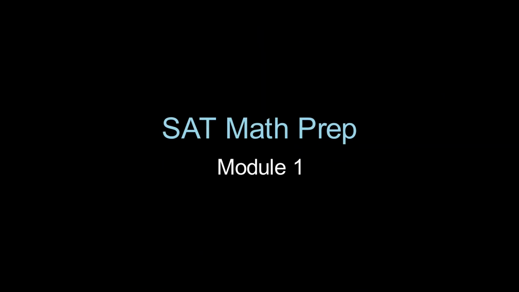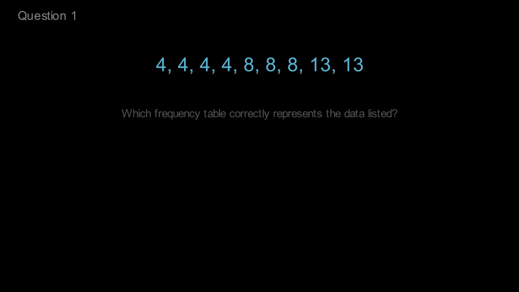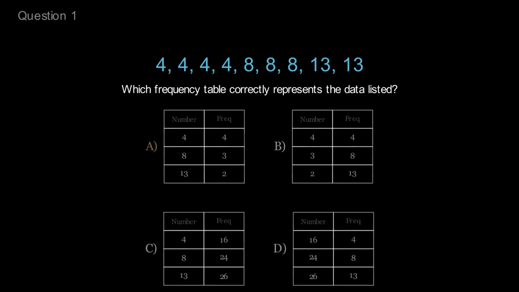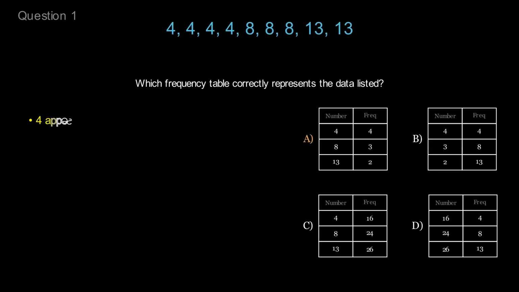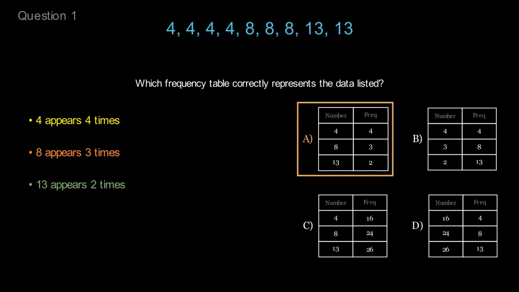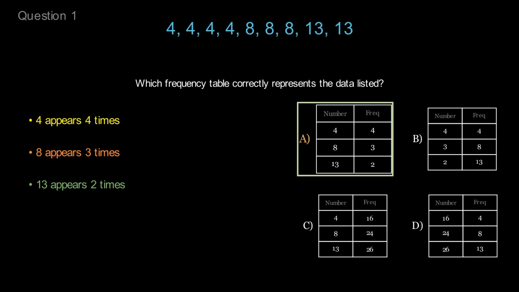Let's start with Module 1. Question number 1. Which frequency table correctly represents the data listed? Let's count. 4 appears 4 times, 8 appears 3 times, and 13 appears 2 times. Looking at our options, Table A perfectly matches this count, so A is our correct answer.